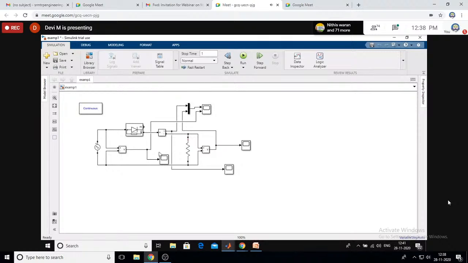I'll be deleting all these things. So this is to view my input voltage alone. I'm deleting that one, and this is to view my current alone, and this is to view my voltage. I'll be deleting these, if needed.